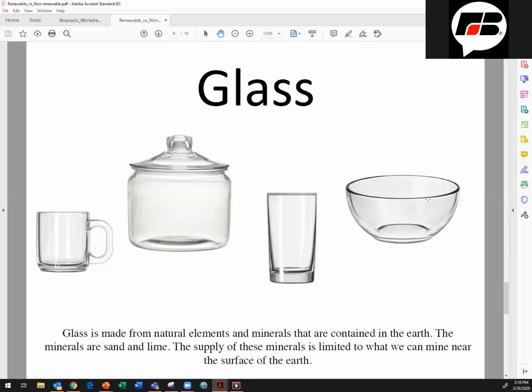How about glass? Glass is made from natural elements and minerals that are contained in the earth. The minerals are sand and lime. The supply of these materials is limited to what we can mine near the surface of the earth. Does that sound like an easy product to get? It would be considered a non-renewable resource.